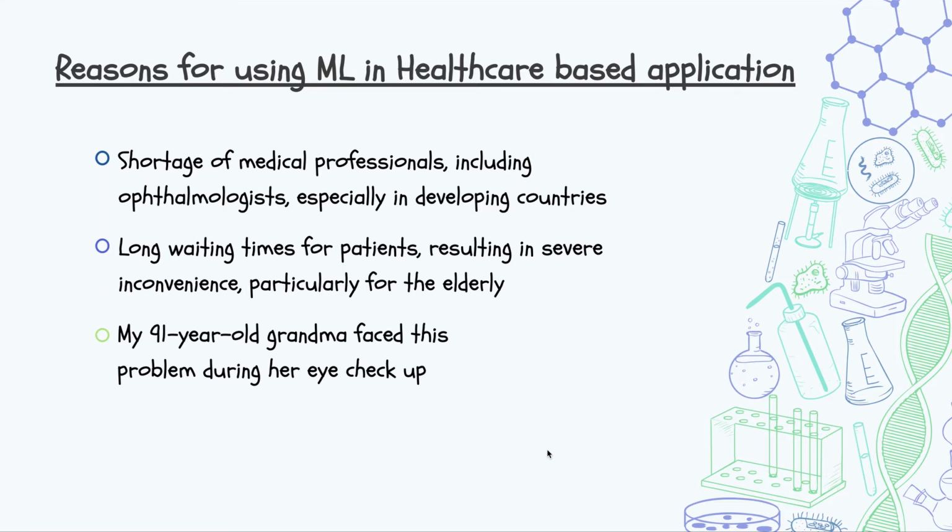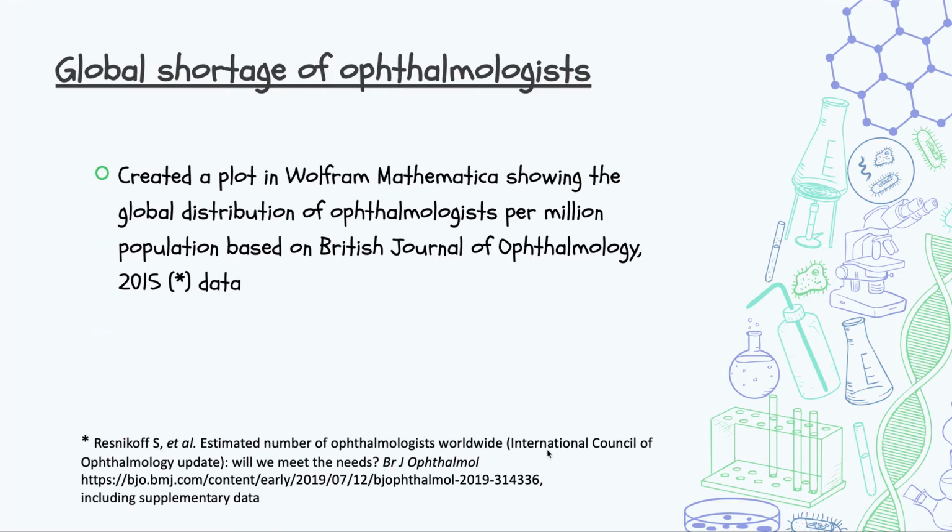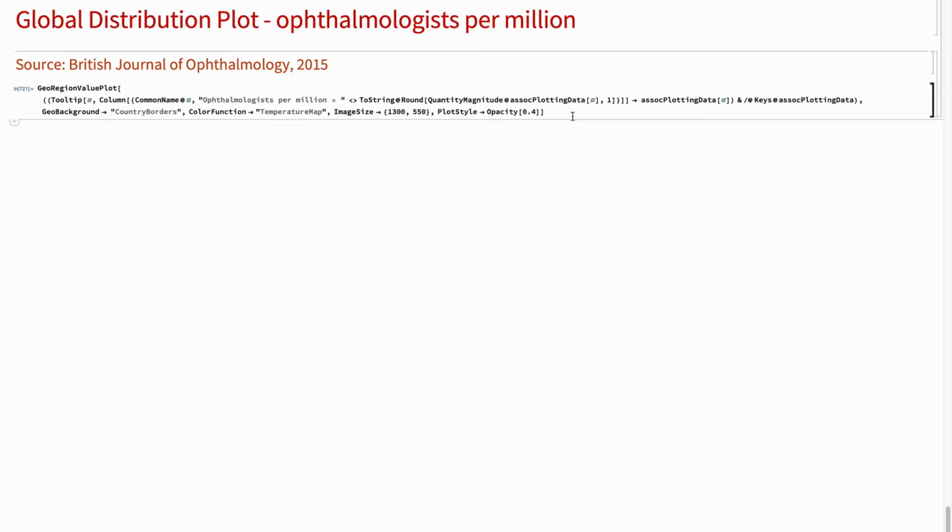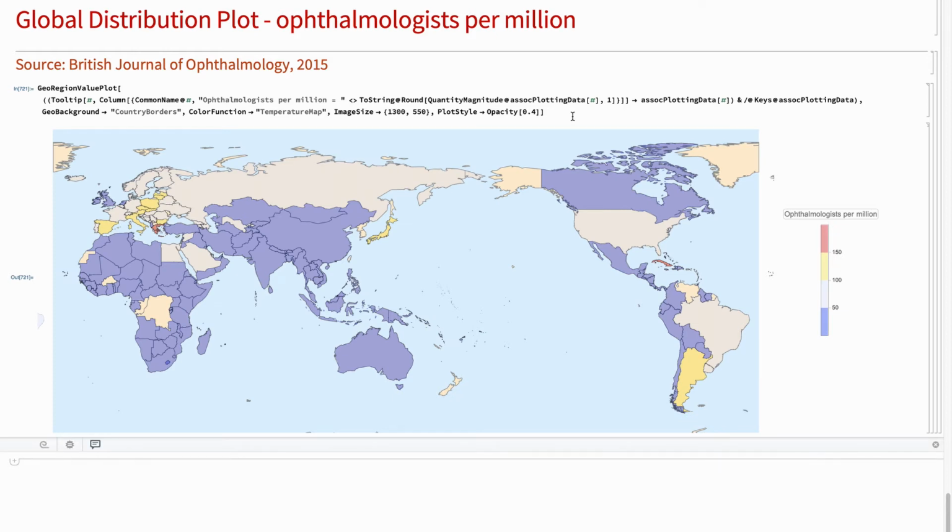the shortage of ophthalmologists. Using data from an article published in the British Journal of Ophthalmology 2015, I created a plot in Wolfram Mathematica showing the global distribution of ophthalmologists per million population. As you might have noticed already, most of the countries are blue, showing less than 50 such specialists per million people. Consequently, I resolved to create an AutoML application that would make it easier to diagnose degenerative eye conditions.